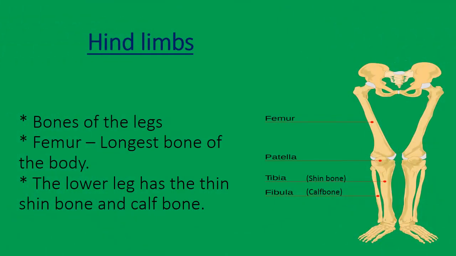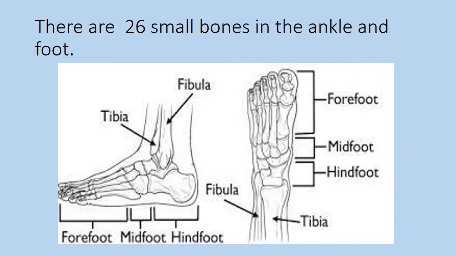Hind limbs. The bones of the legs are called hind limbs. The upper bone of the leg, the thigh, has one long bone which is called the femur. The femur is the longest bone in the body. The lower leg has a thin shin bone and calf bone. The ankle is a joint between the foot and leg composed of three separate bones. Students, there are 26 small bones in the ankle and foot.